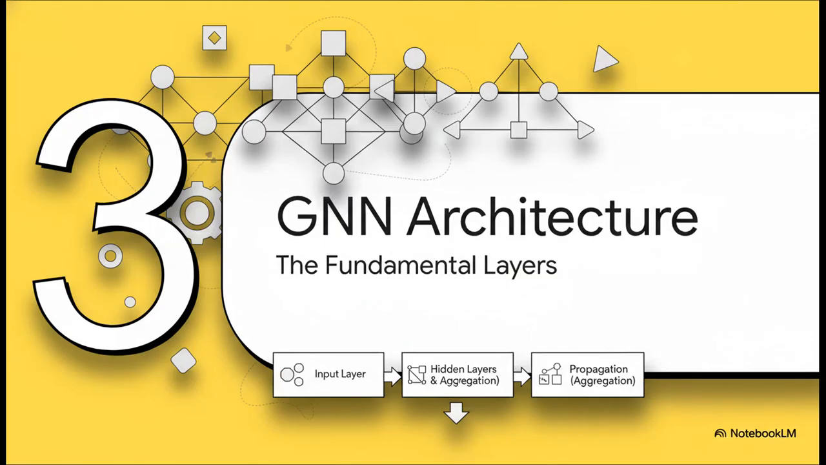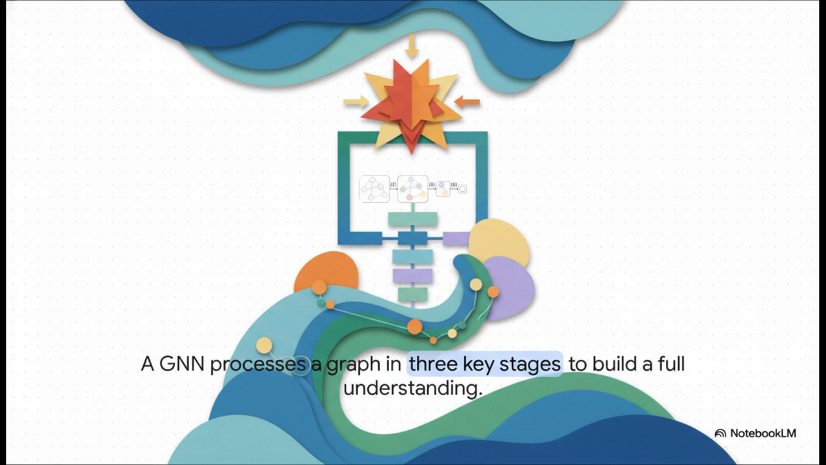So, message passing is the key building block. But how does that build up into a full-blown neural network? Let's peek inside and look at the fundamental layers of a GNN's architecture. So a typical GNN processes a graph in three main stages. It starts with the raw graph data, and then, layer by layer, the network builds a richer and richer understanding until it can finally make a prediction about the graph as a whole. Let's walk through each stage.